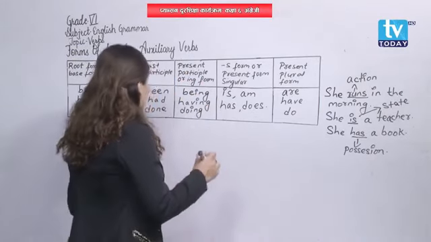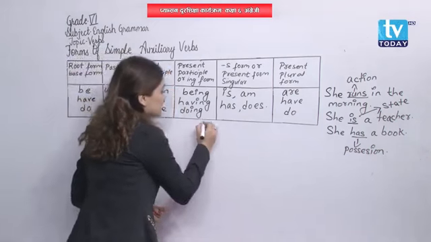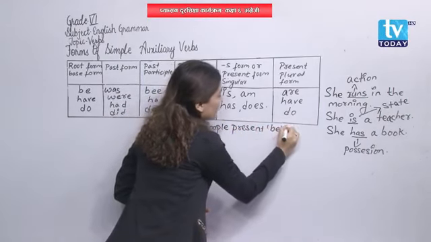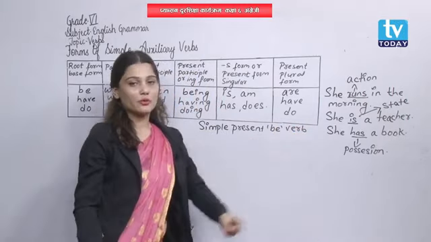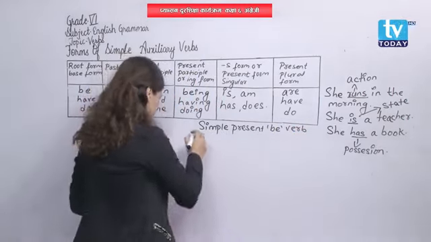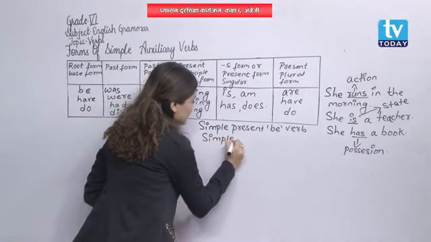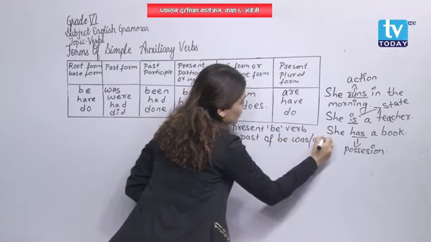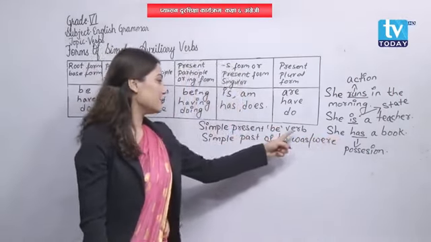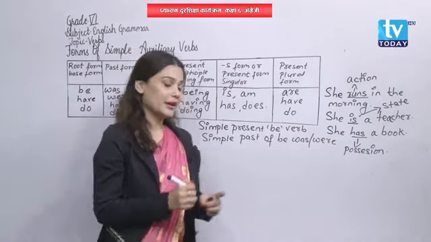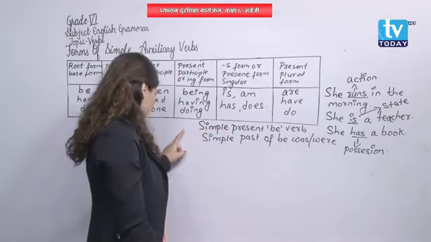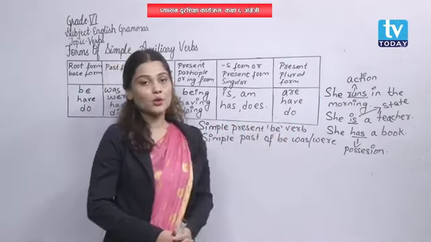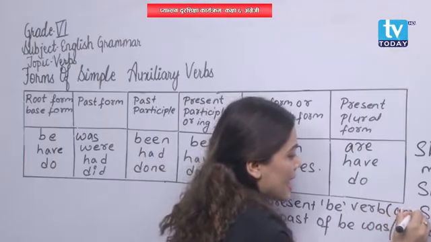Now, there are different types of simple auxiliary verbs, like simple present be verb and simple past of be, was and were. For example, in the simple present be verb, we use am with I. A-M, we can use am here.